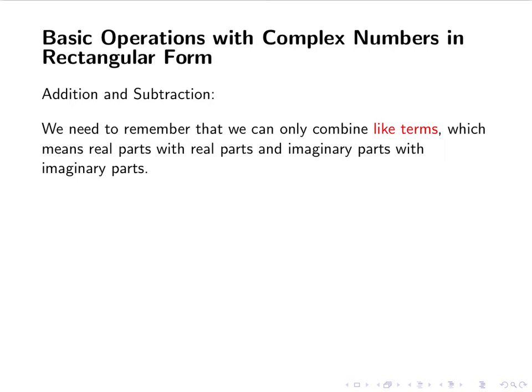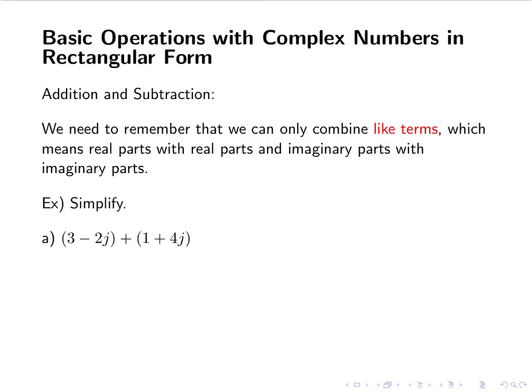Hello everyone. Today we're going to look at the basic operations with complex numbers in rectangular form. So first is addition and subtraction. All you have to do is remember that you can only combine like terms, and in this case, like terms mean real parts with real parts and imaginary parts with imaginary parts.